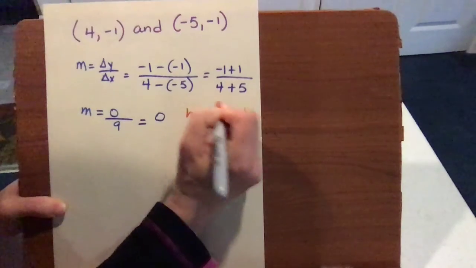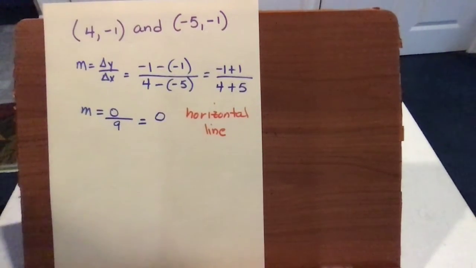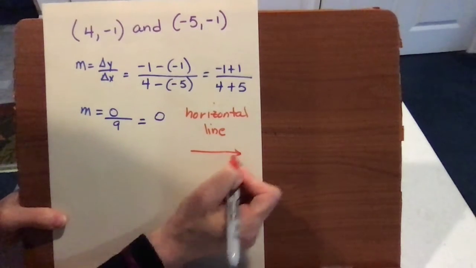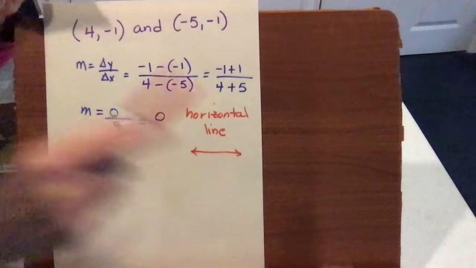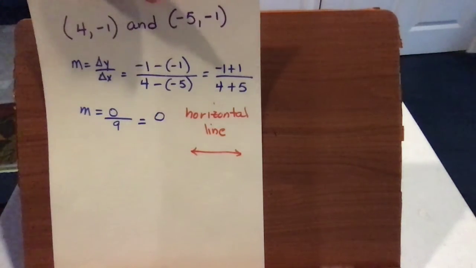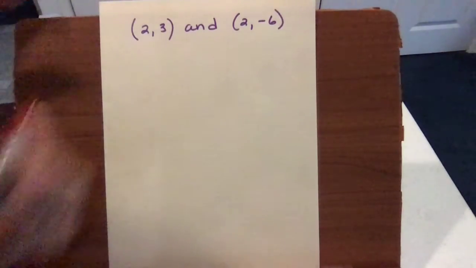Even without graphing it, we can tell by the slope what kind of line it is. And that's it. It would look like this. So that slope tells us a lot of information about our line, even if we don't see a graph. All right, next. 2, 3, and 2, -6.